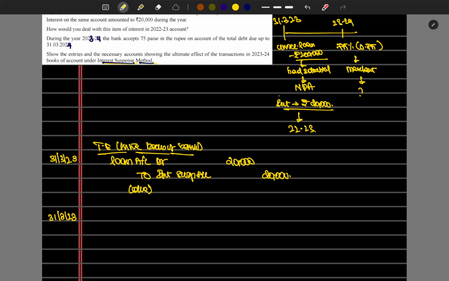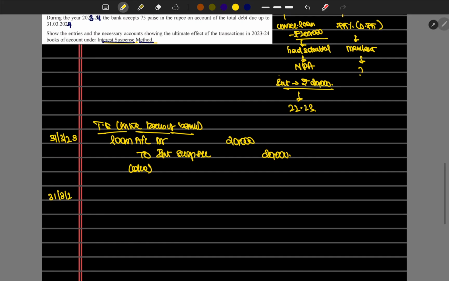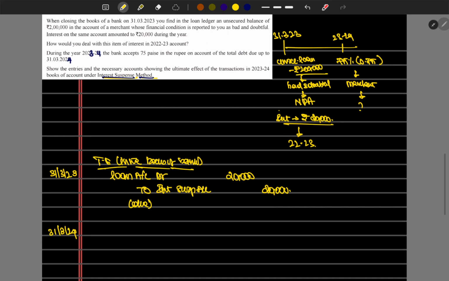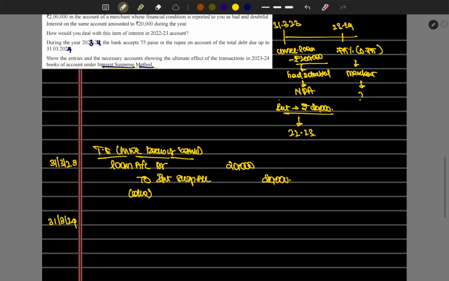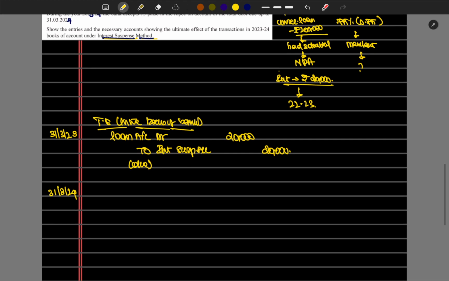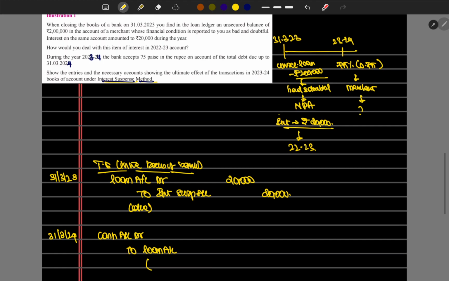So we have received the money from them on 31/3/2024, right? On that day we have received the 75 percent amount from the merchant. So cash account debit to loan account. How much have we received? We received 75 percent on account of the total debt due.